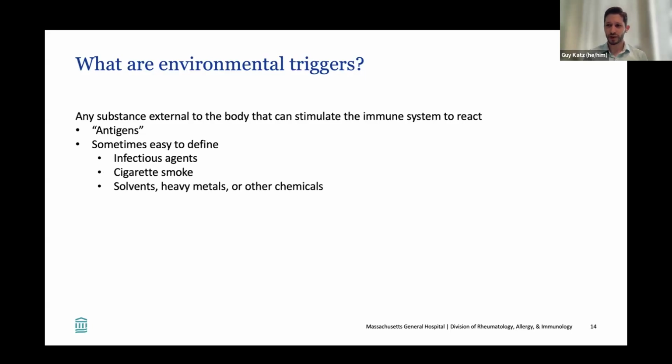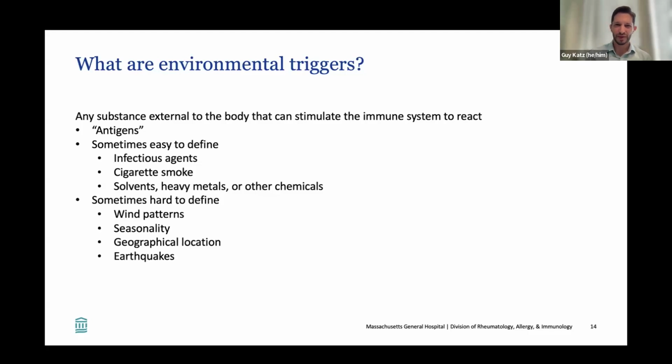Similarly, cigarette smoke is something that comes from outside of the body and into the body and can activate the immune system. Solvents, heavy metals, other chemicals, there are infinite examples of environmental things that you can think of that would enter the body and can potentially cause the immune system to react. But sometimes environmental triggers can be kind of difficult to define. And sometimes at surface level, you don't even think of it as an environmental trigger.